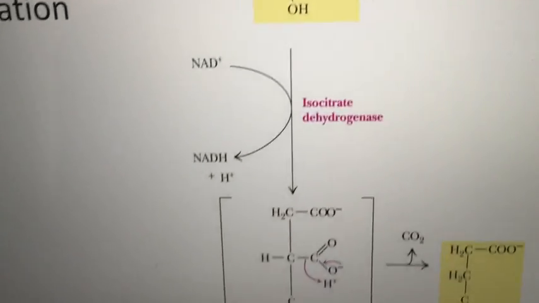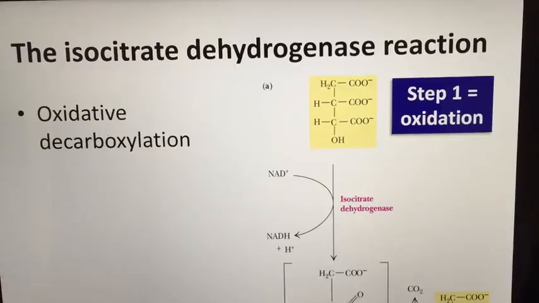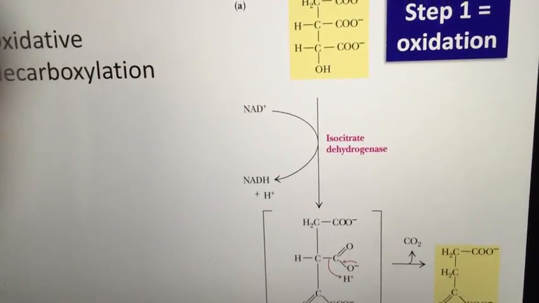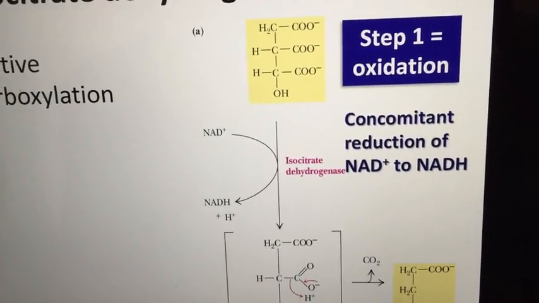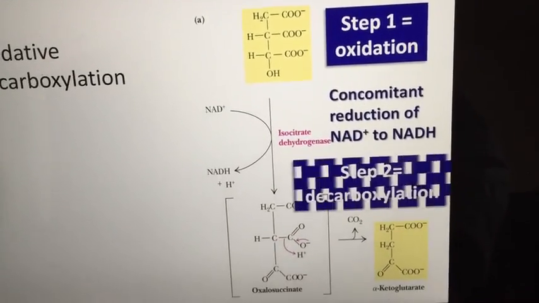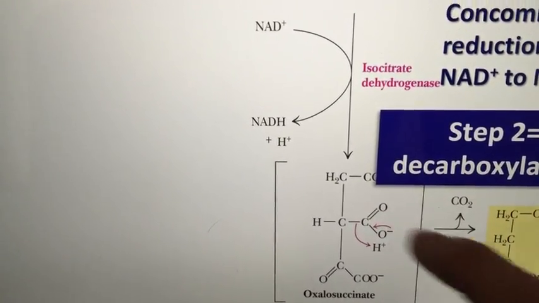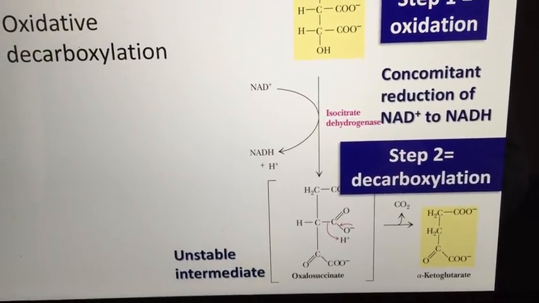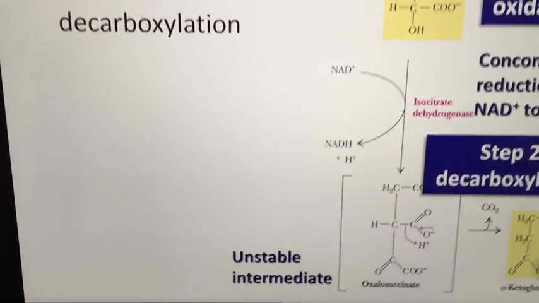So two things are happening. And we can see we go from isocitrate to alpha-ketoglutarate via isocitrate dehydrogenase, which is the enzyme. So it happens in two steps. The first step is the oxidation itself, where NADH is produced. So NAD plus is reduced to NADH when isocitrate is oxidized. And then the second step is the decarboxylation, where this carbon and two oxygens is removed as carbon dioxide. This intermediate is very unstable, and the decarboxylation step is highly favorable.